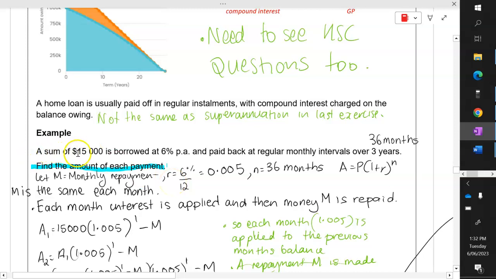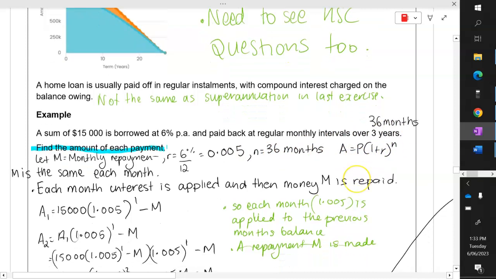So here we have a sum of $15,000 and it's borrowed at 6% per annum and paid back at regular monthly intervals over 3 years. I want to find the M, or find the amount of each payment. So we've said M is the payment. R is 6% per annum, but we're changing it to months. So divide it by 12 and then change it out of percent to get 0.005. 3 years is 36 months, and we're looking at this formula still.